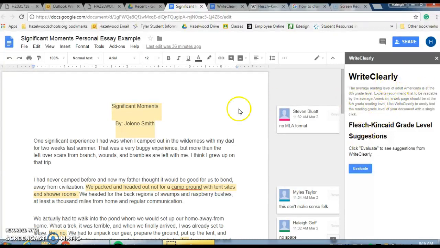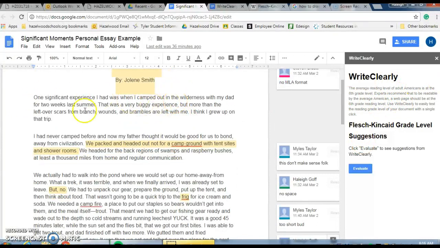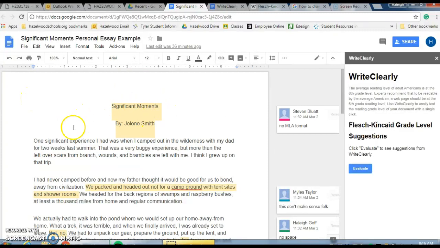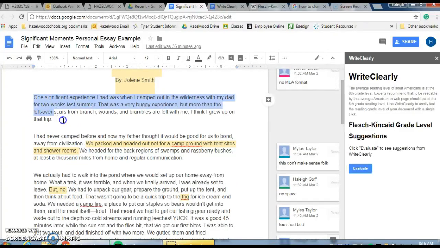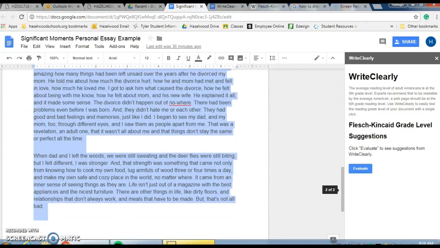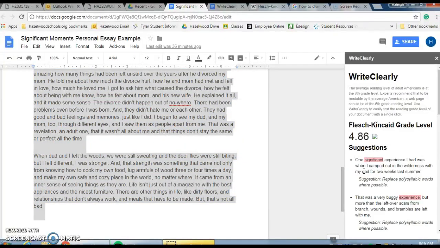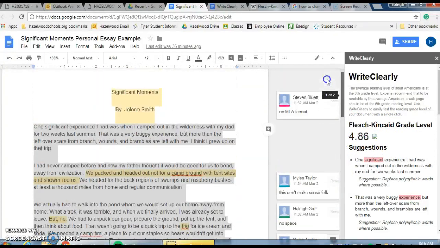So, toolbar is on the right. Now what I want you to do is highlight the body of your paragraph, or of your essay. Don't highlight the title or the byline, just the body of your essay. Highlight it. On your right hand side in the toolbar, click Evaluate. And what that's going to do is look at the whole entire essay. It uses algorithms to determine the readability score. And right now, this example essay we've looked at before is at about a 4.8.